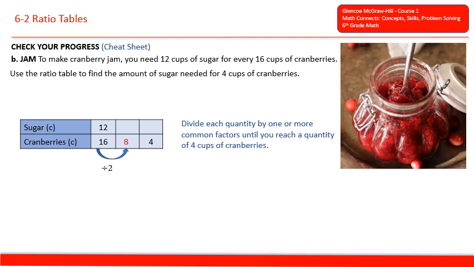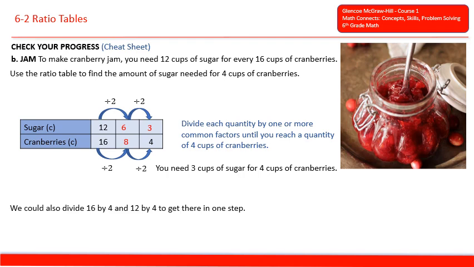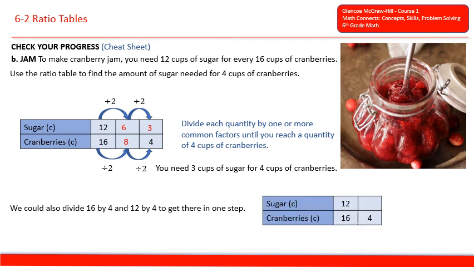16 divided by 2 is 8. 12 divided by 2 is 6. And then if we divide 8 by 2, we get 4. 6 by 2, we get 3. So we need 3 cups of sugar for every 4 cups of cranberries. We could also divide 16 by 4 and 12 by 4 to get there in one step. 12 and 16, so we divide by 4, and we get 3 to 4.